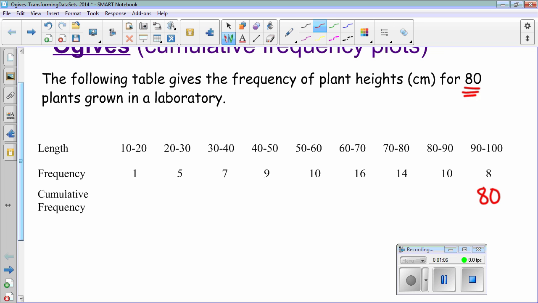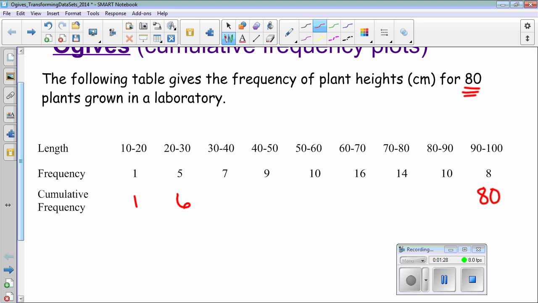Between 10 and 20, I think it's centimeters? Yes. Between 10 and 20 centimeters, we only had one little guy. So our cumulative frequency is just 1 at this point. 20 to 30, we had 5. So what should the cumulative frequency be here? 6, because you're simply adding the 1 and the 5.